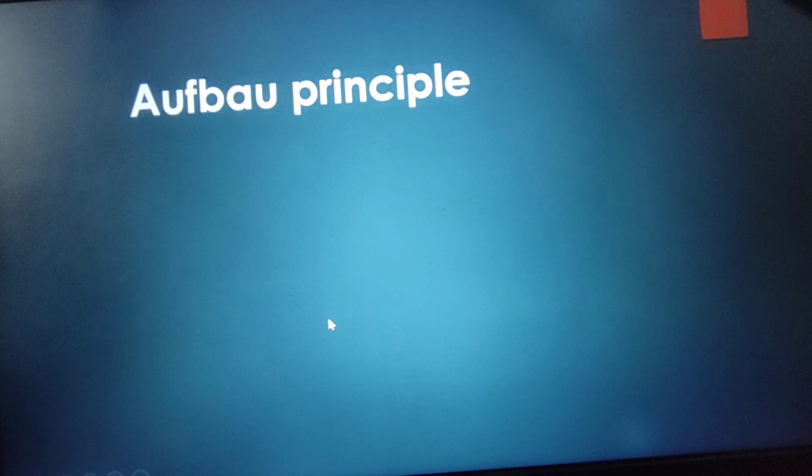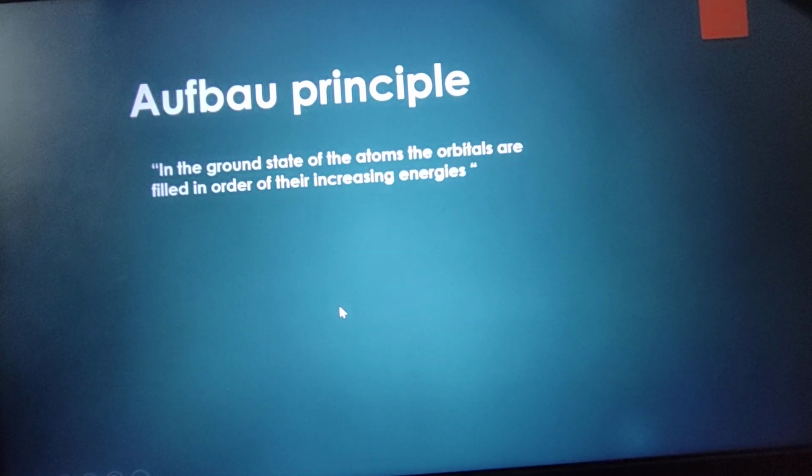First, we are going to discuss about Aufbau principle. According to Aufbau principle, in the ground state of the atom, the orbitals are filled in order of their increasing energies. We have to remember that in ground state of the atoms, when an atom is stable or when it is not reacting with another atom, the term ground state is usually referred.